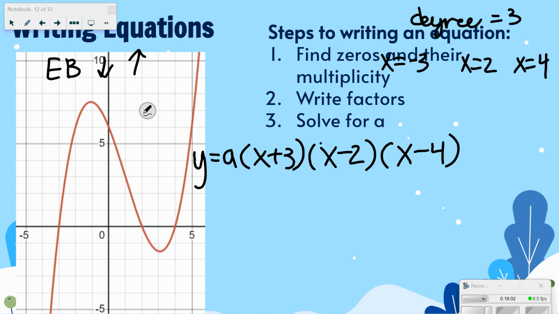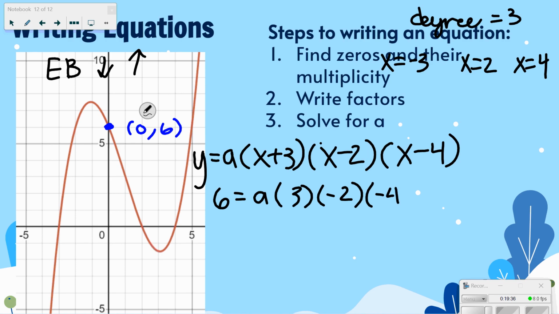What did we do before with our quadratics, kind of any other function to find that a value? Plug in points. What would be a good point to plug in? The y-intercept. And our y-intercept is (0, 6). So this is a really good point to plug in. I'm going to use 6 for y, and we will plug in 0 for x. So this will become 3. This will become -2. And this will become -4.